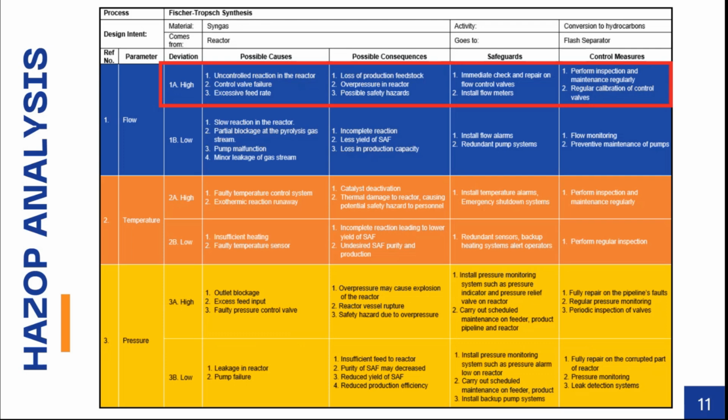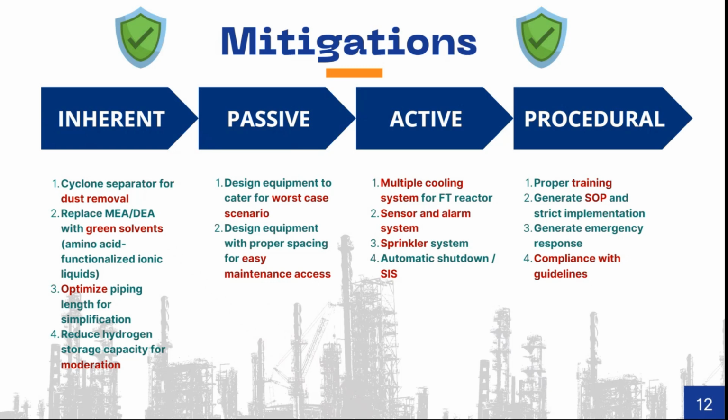After all the hazard analysis that we have done, we move on to the mitigations. For inherent, an example would be that we will install a cyclone separator for removing dust. For passive, we will design equipment to cater for the worst case scenario. In the active part, we will install multiple cooling systems for the FT reactor. Lastly, for the procedural part, we will generate SOPs and implement strict safety guidelines.